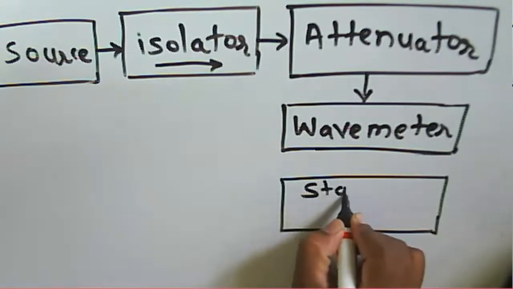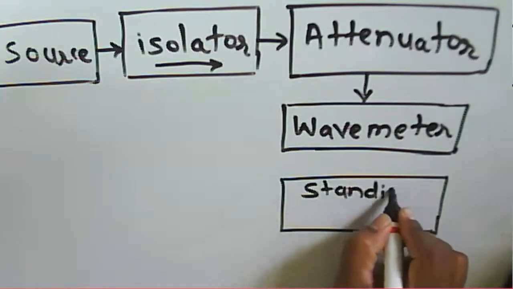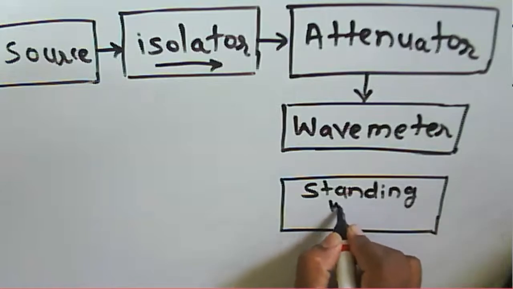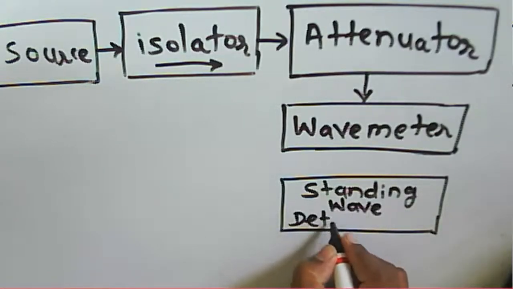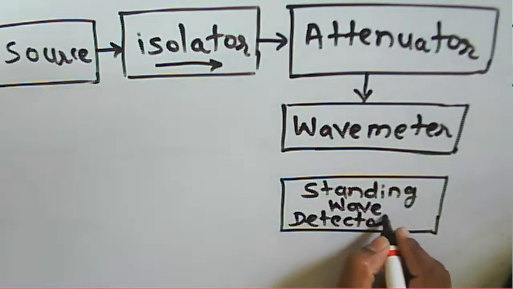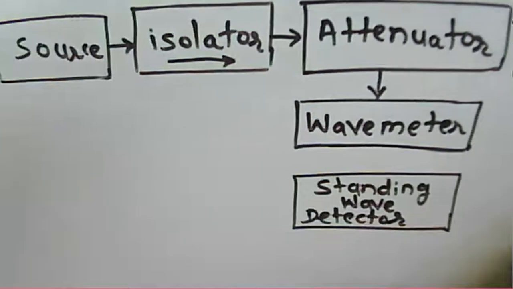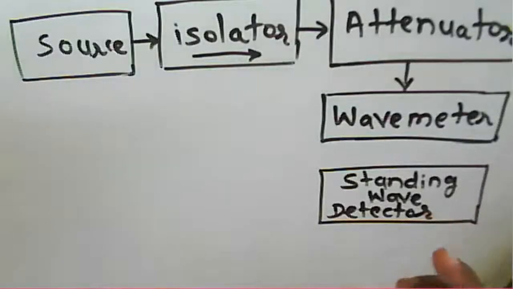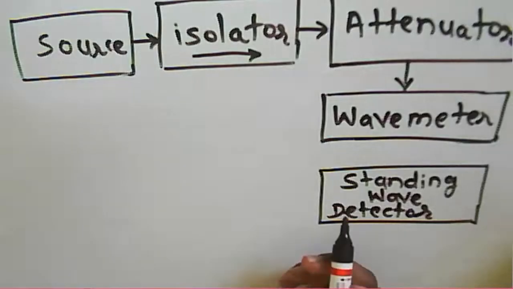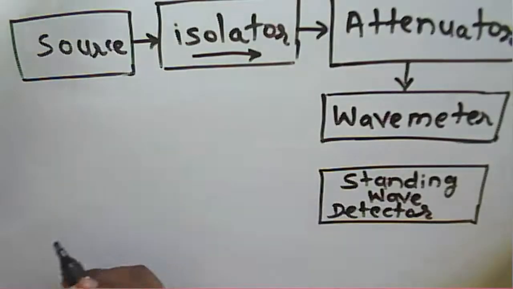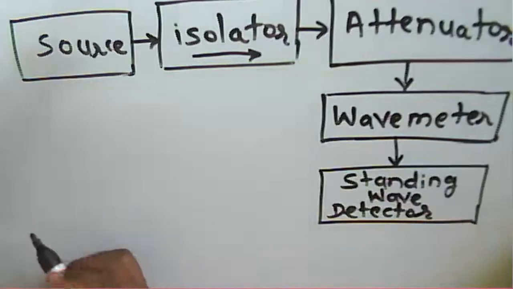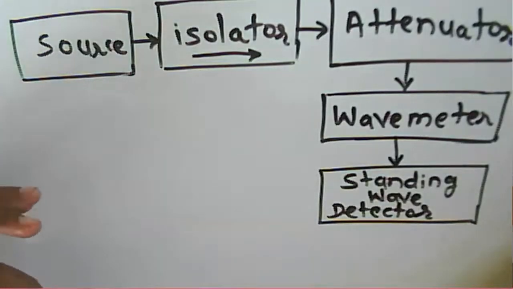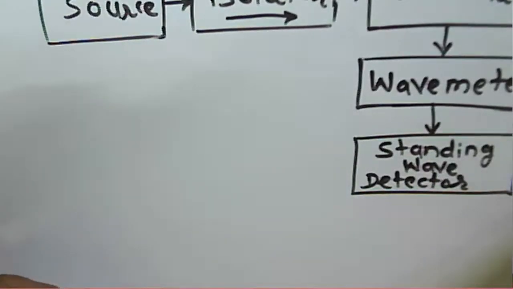The standing wave detector, or we can say a slotted section with a probe carrier. After that, we are supposed to use a standing wave detector. Now, how does this standing wave detector look? Now we consider a given rectangular waveguide.